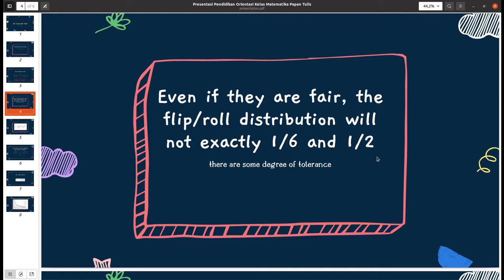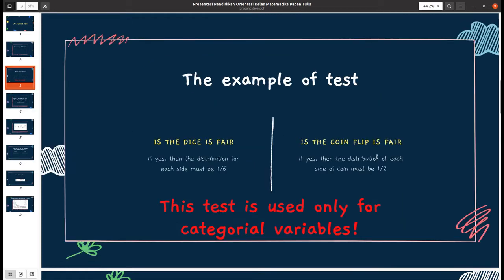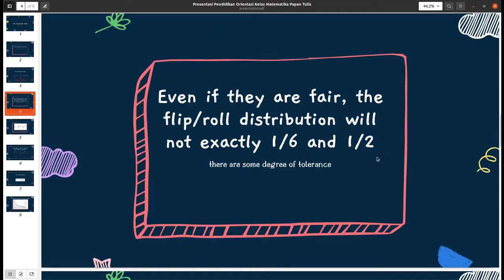Even if the dice or coin is fair, when you roll or flip them, the result will not be exactly 1/6 or half, right? So what we really want to know is how much imbalance is still balanced, or how much deviation is still tolerated. We talk about tolerance here.